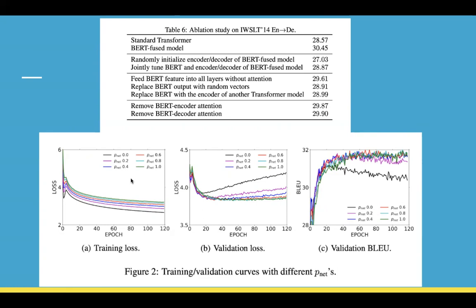And this is basically the training curves for different p_net values. I like to think of it exactly as I think of dropout rates, because in essence, it serves the same purpose, which is to prevent overfitting. And so, yeah, they've mapped the BLEU scores to different p_net values.